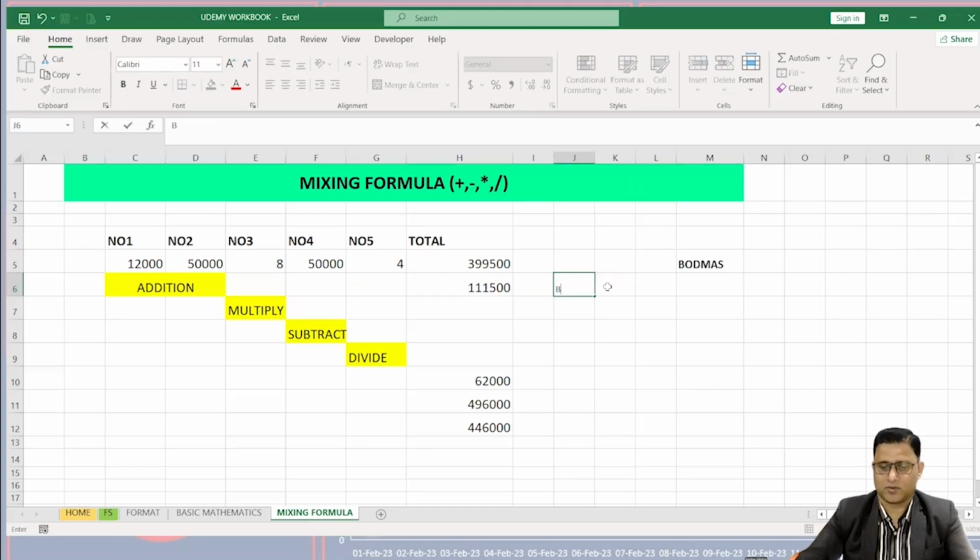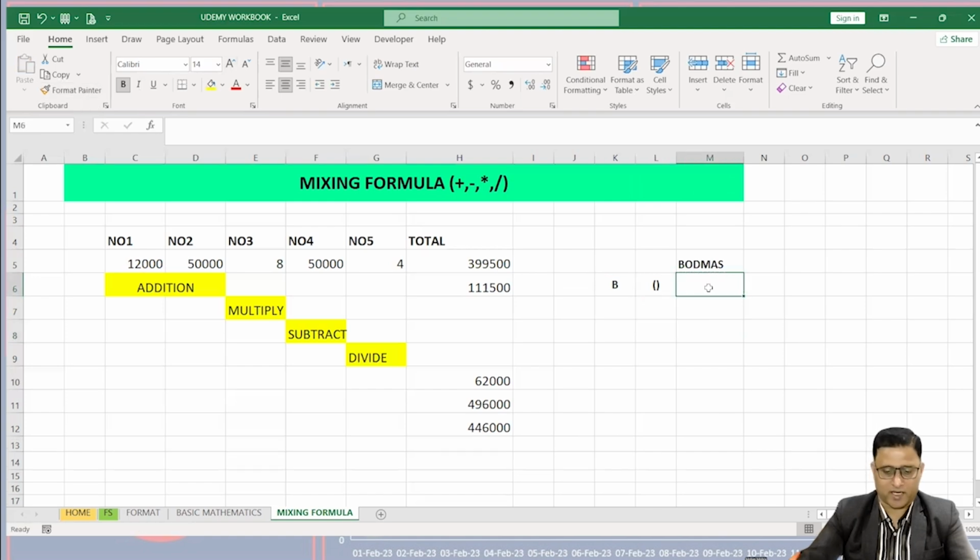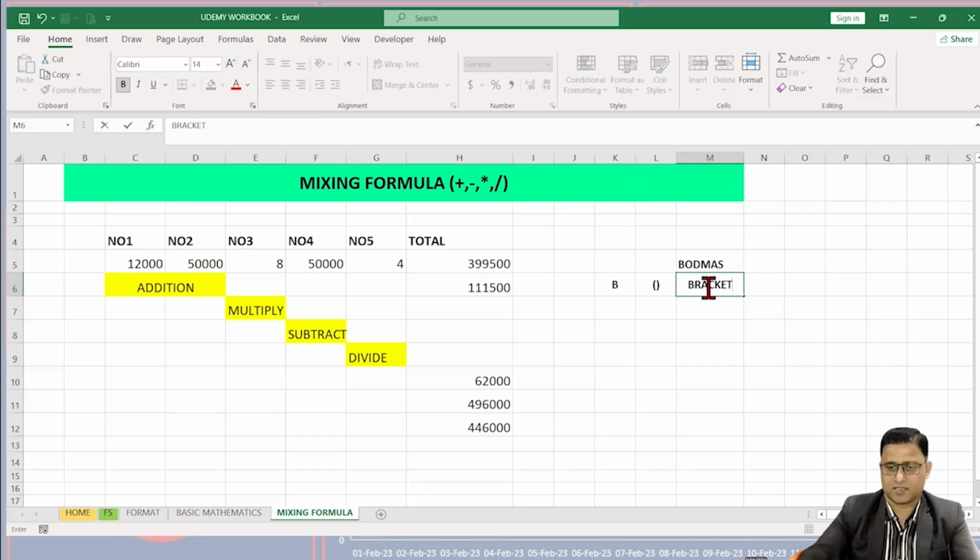B means the bracket. We need to use bracket symbols here. Any type of bracket you can say, or we also call it parenthesis.